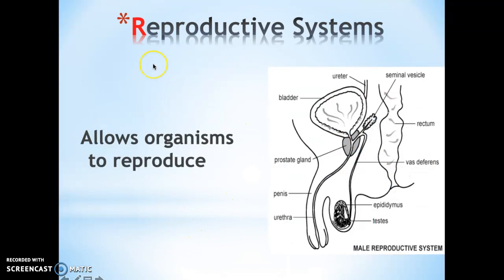Okay. The next one is the reproductive system, and the job of the reproductive system obviously is to allow organisms to reproduce. In humans, we obviously have the male reproductive system and the female reproductive system.